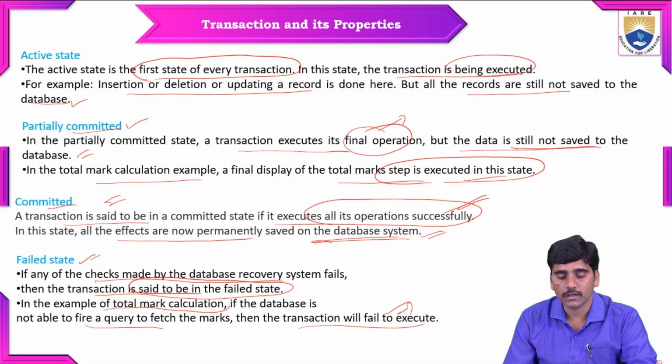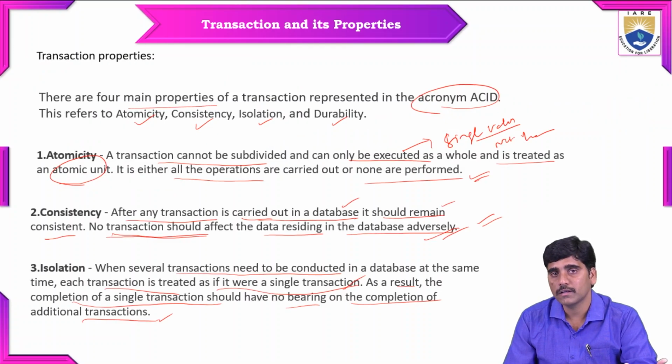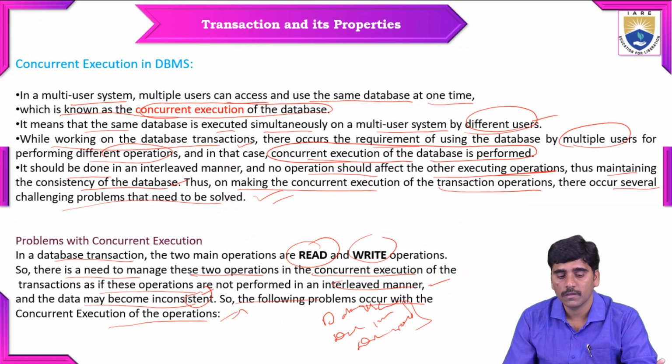So we covered the active state, partially committed state, failed state, and aborted state, and what we can do in each and every state. Then the transaction properties: atomicity, consistency, isolation, and durability. With all these properties, transactions are being executed.